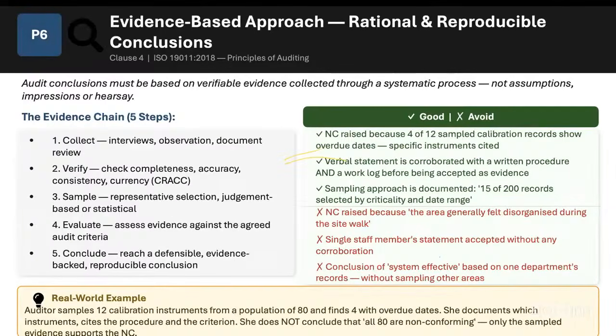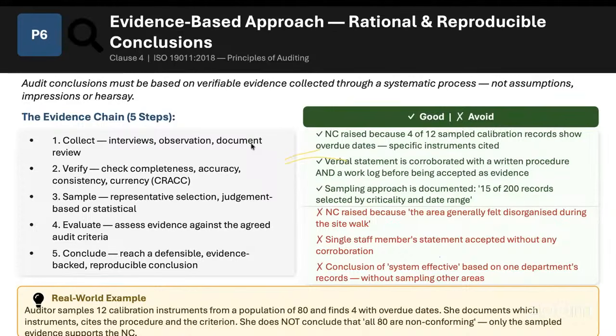So we now move to the evidence-based approach: rational and reproducible conclusions. Audit conclusions must be based on verifiable evidence. I said it earlier that if you have evidence that is not verifiable, it is not worthy to be called evidence. Audit conclusions must be based on verifiable evidence collected through a systematic process, not assumptions, not impressions, not hearsay.